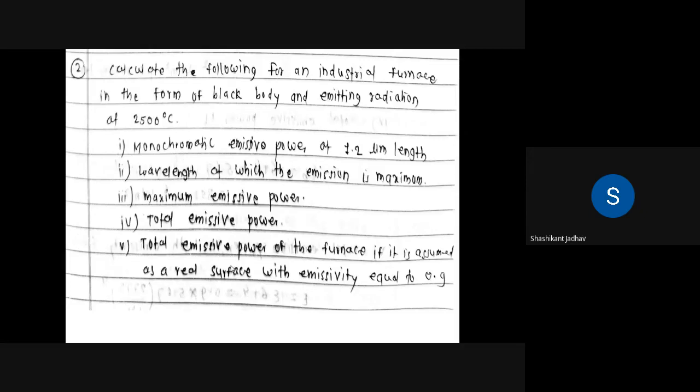First, you have to find out the monochromatic emissive power at 1.2 micrometer wavelength. Then second, we have to find out the wavelength at which the emission is maximum. Then third, the maximum emissive power.